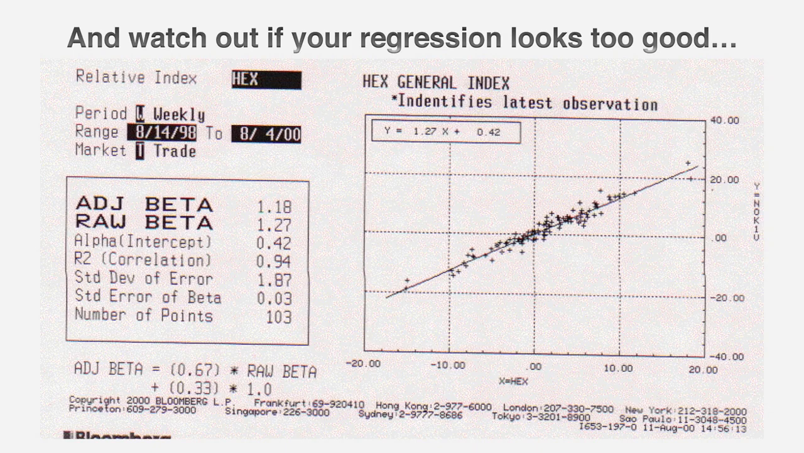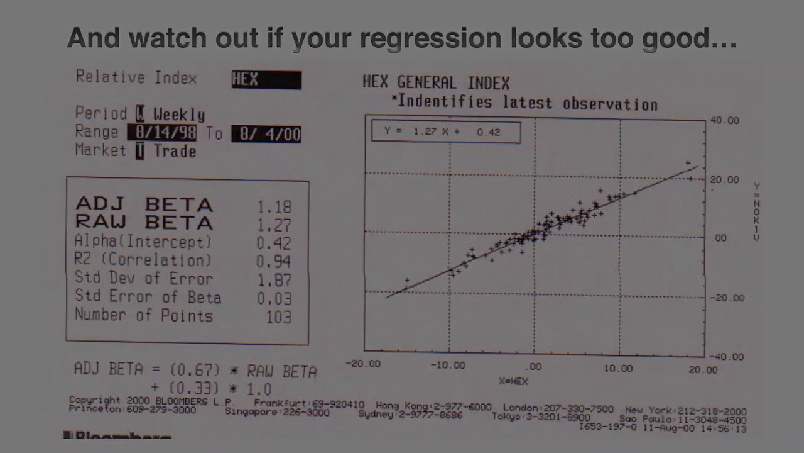But it's deceptive, for the following reason. This is a regression of Nokia against the Helsinki Stock Exchange. And you know what percentage of that exchange Nokia was at the time of this regression? It was about 80%. So what you have is a regression of Nokia against Nokia. It tells you absolutely nothing about how much risk Nokia will add to your portfolio if you're an investor.